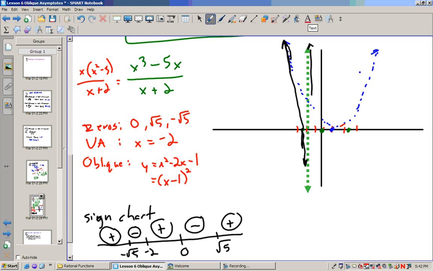So it's going to come down, hit there, come back around, hit there, and then go up towards our end behavior, which is our blue parabola. Now that's a pretty crazy graph. But if we go out to the left and to the right, it's going to go towards our oblique asymptote, which is a problem.